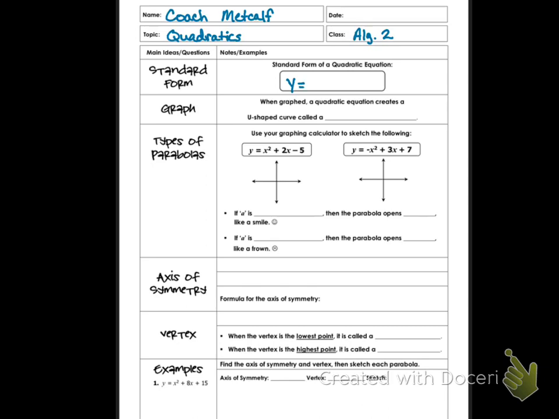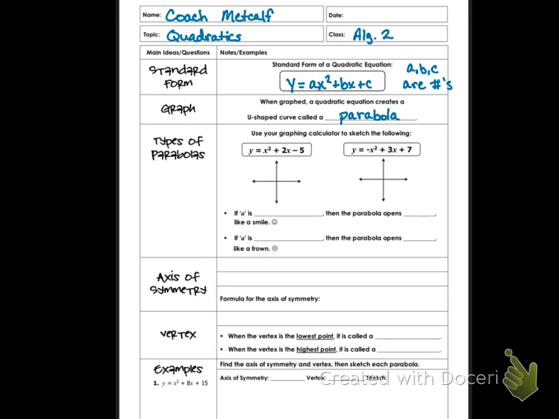Y equals ax squared plus bx plus c, where a, b, and c are numbers, all right, or integers. So they are whole numbers. Could be positive, could be negative. Okay, it could be fractions as well, so they don't have to be whole numbers. When graphed, the quadratic equation creates a U-shaped curve called a parabola. P-A-R-A-B-O-L-A. Okay, so it forms a parabola.